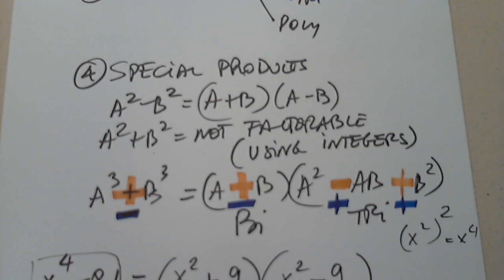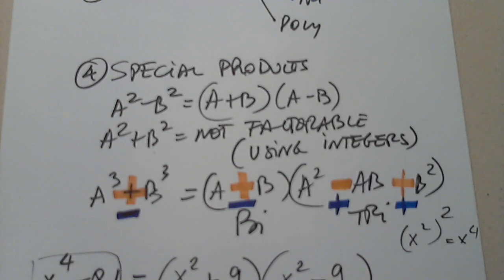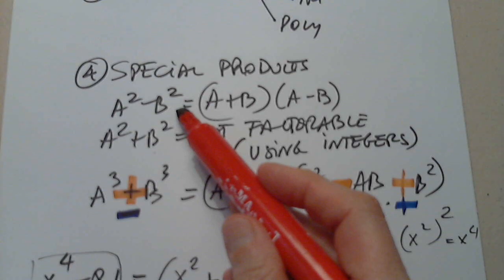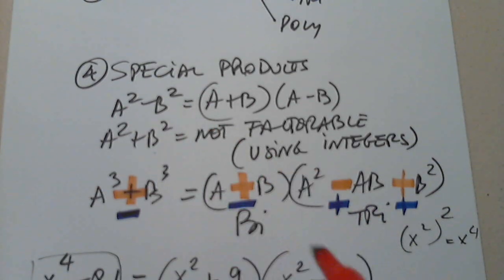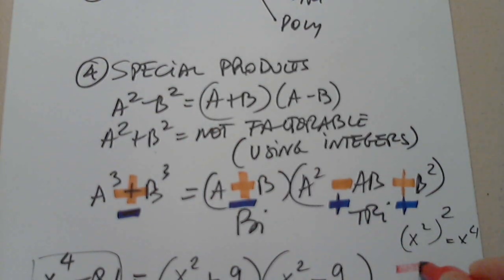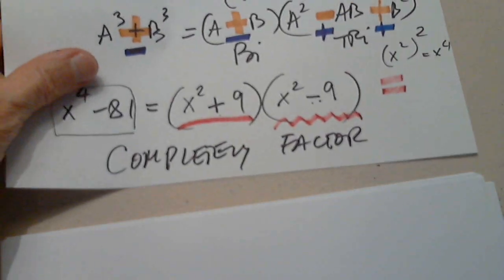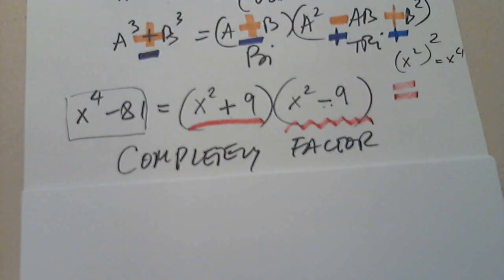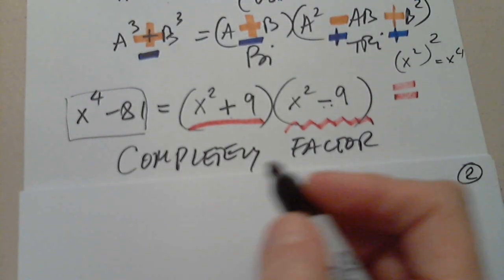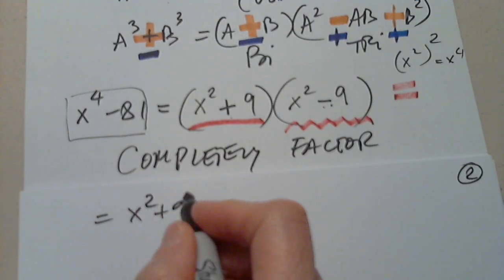But there is something I can do with this, because it turns out that I can continue applying the difference of squares to this second factor. So I'm going to do just that. So I will copy the x squared plus 9 because that factor cannot go away. So I have x squared plus 9.